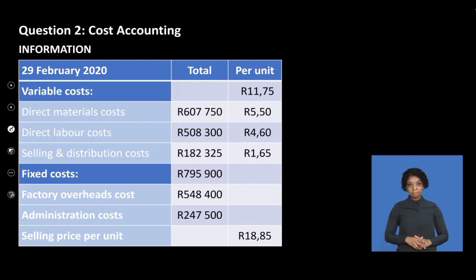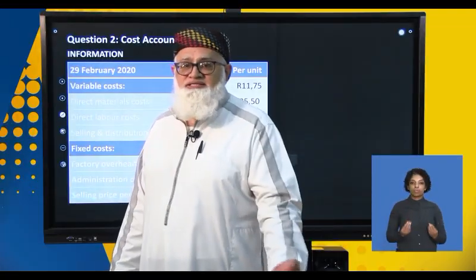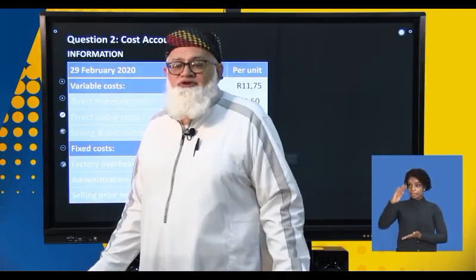This is the information that we have. We are told that our variable costs, and once again, know your variable costs. What are they? Firstly, what is a variable cost? A variable cost is a cost that varies with the levels of production. As your production increases, your variable cost would increase, right?